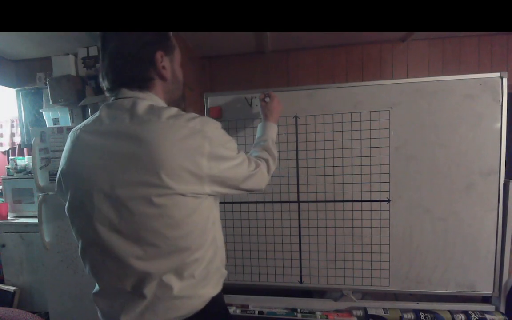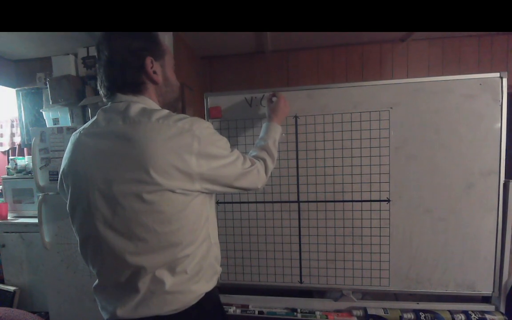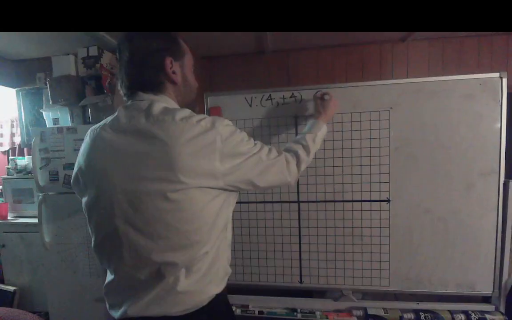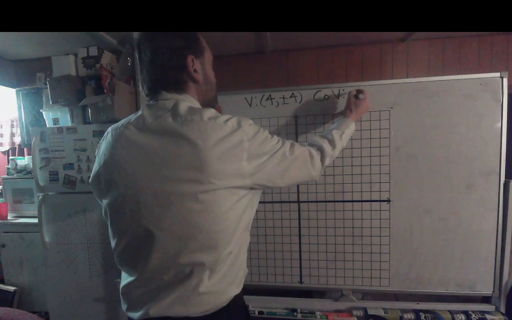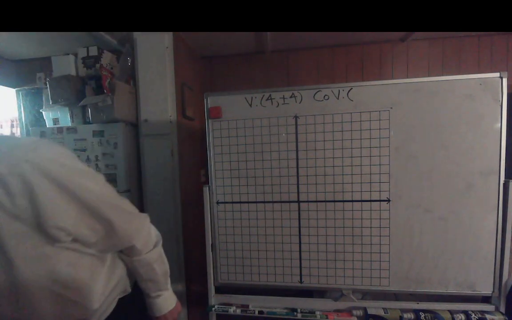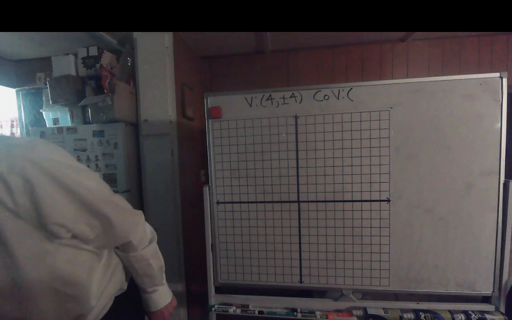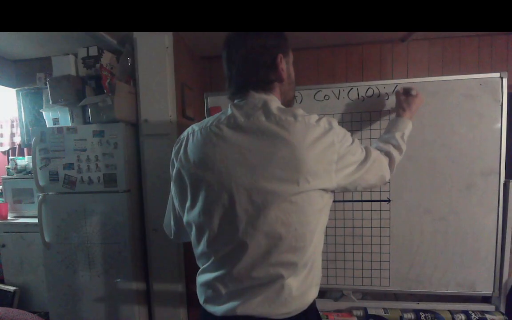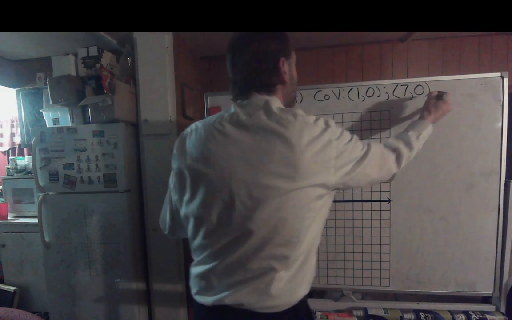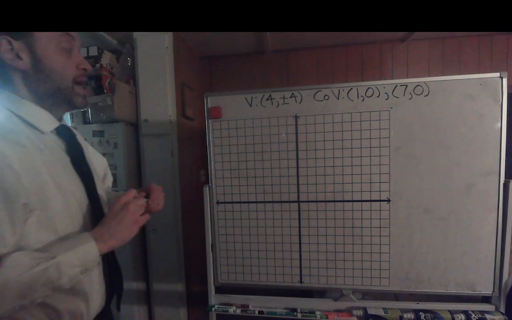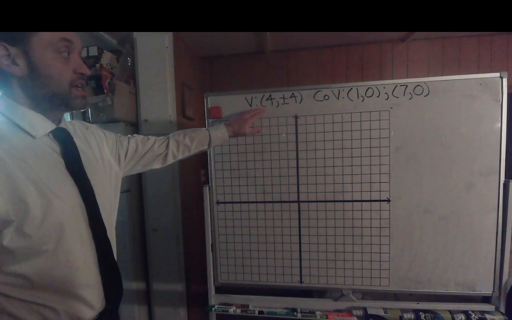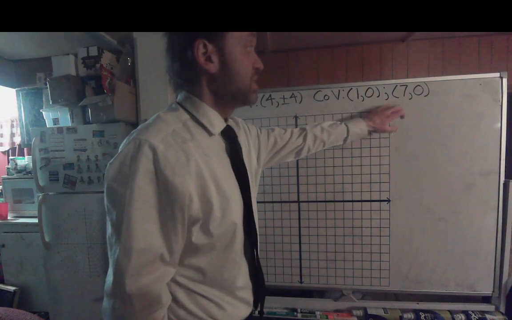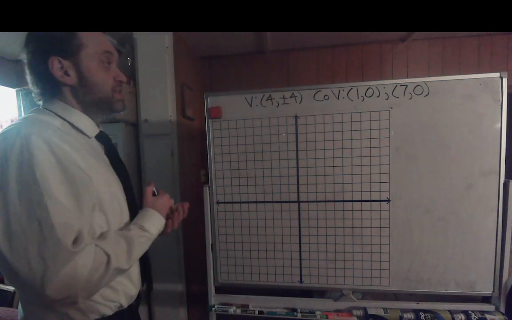Alright, I have vertices at 4, plus and minus 4. Then I have co-vertices at the points (1, 0), and then again at (7, 0). Alright, so I have two vertices at 4, plus and minus 4, and then co-vertices at (1, 0) and (7, 0). Alright, so let's find the center.